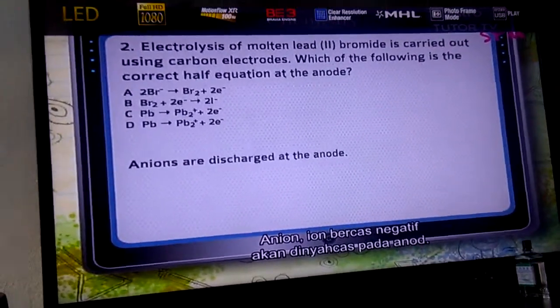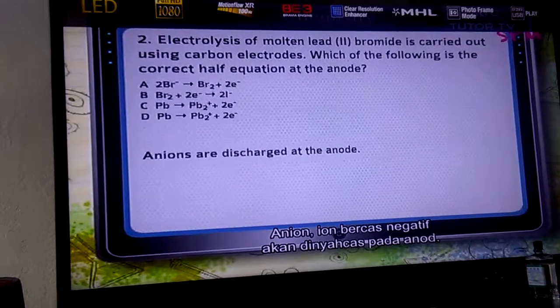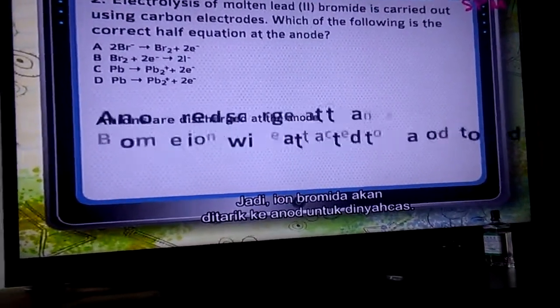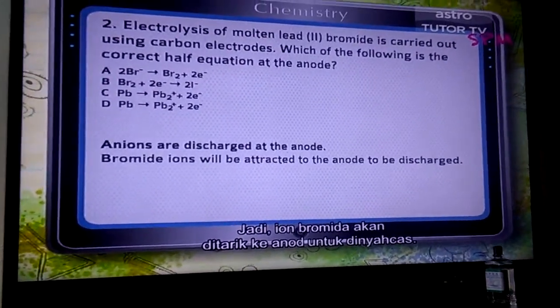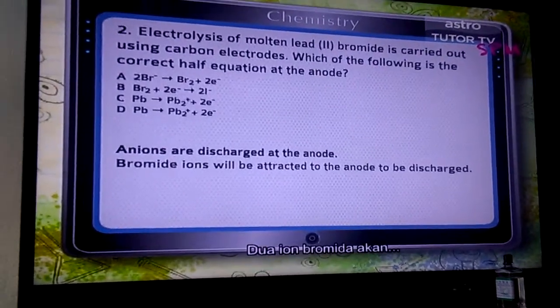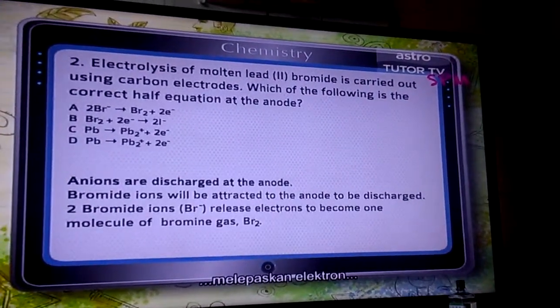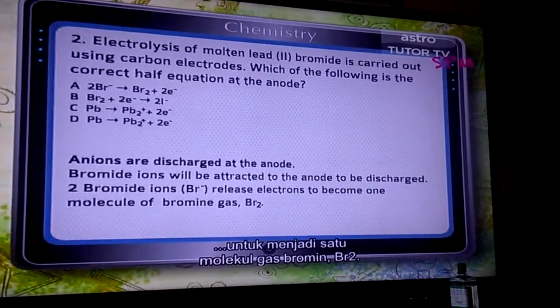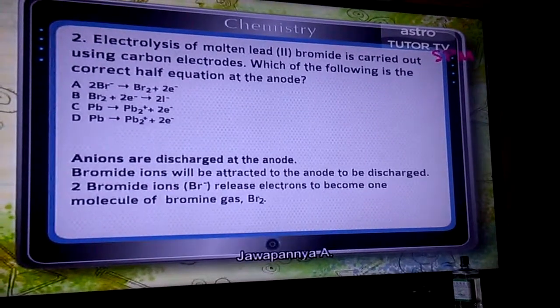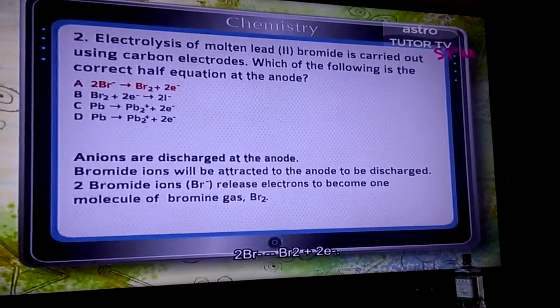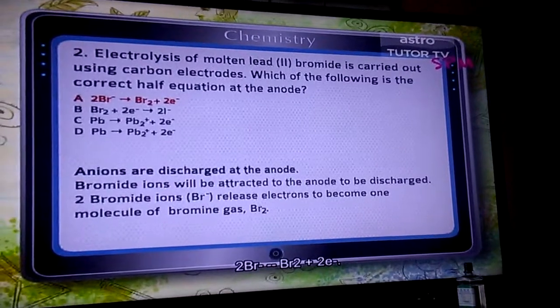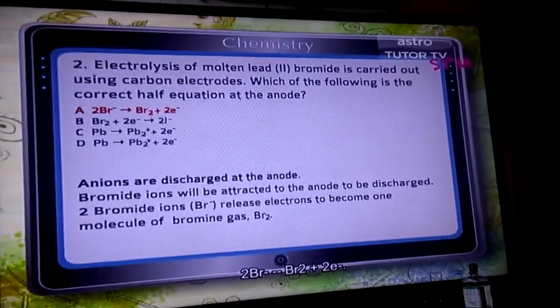Anions. The negatively charged ions are discharged at the anode. Therefore, bromide ions will be attracted to the anode to be discharged. 2 bromide ions will release electrons to become 1 molecule of bromine gas. The answer is A. 2Br- → Br2 + 2e-.